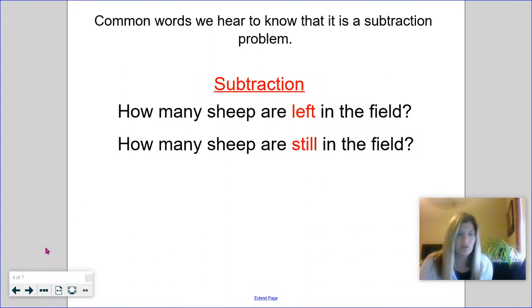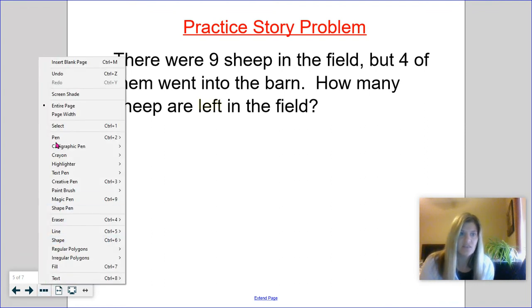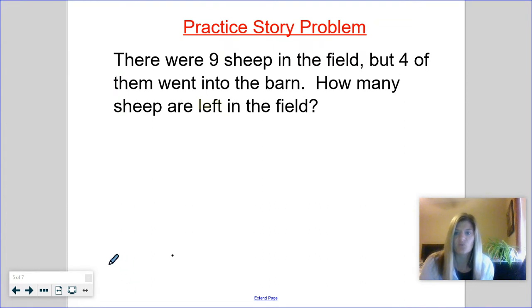Okay, I hope you have your whiteboard out or your paper. We're going to do another math problem. So here's our story problem that I'm going to read to you. See if you can figure out the important word that is telling us we are either subtracting or adding. There were 9 sheep in the field, but 4 of them went into the barn. How many sheep are left in the field?